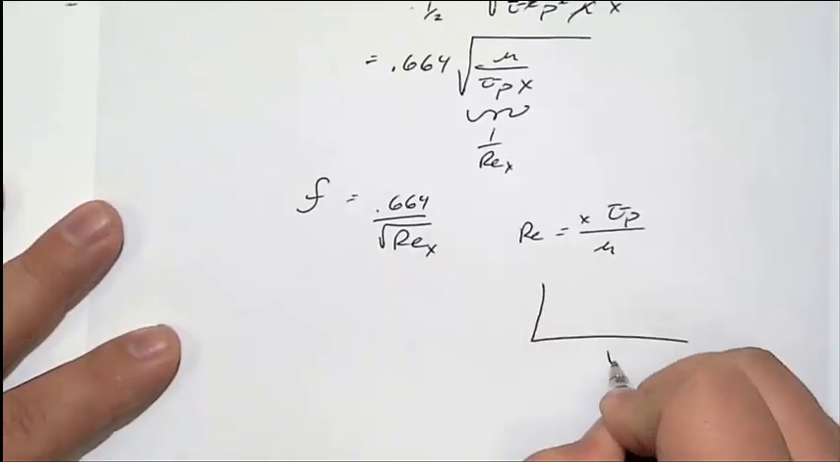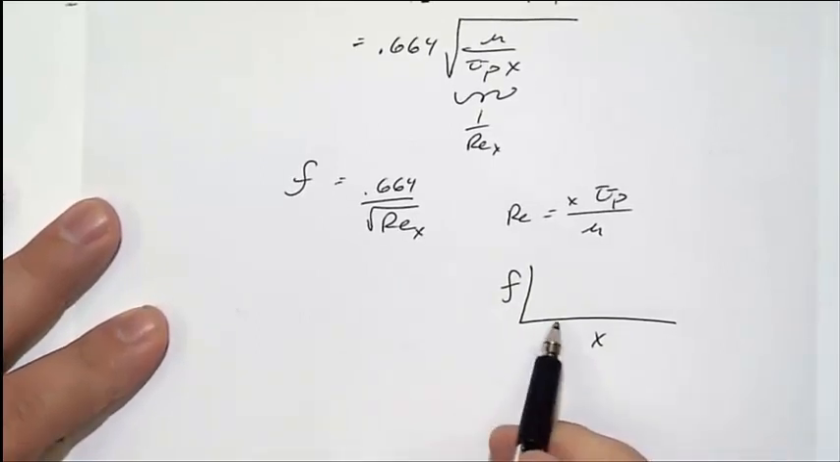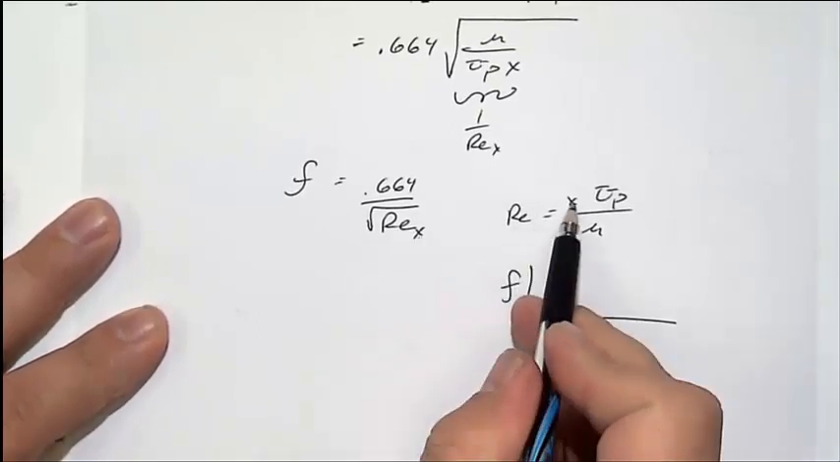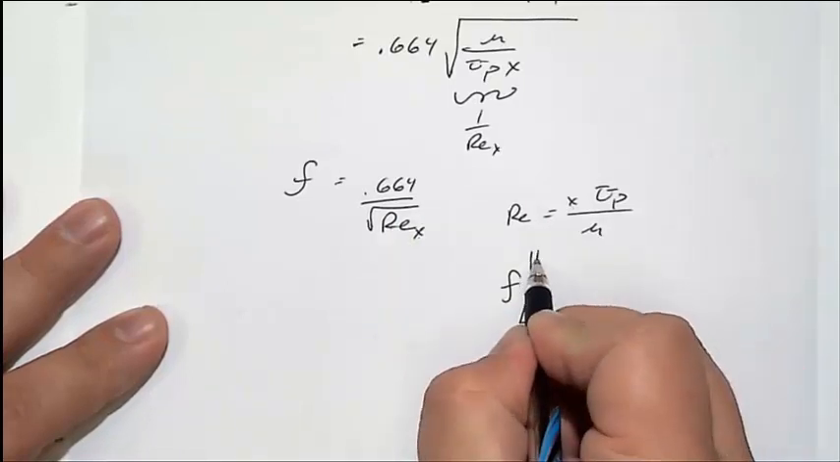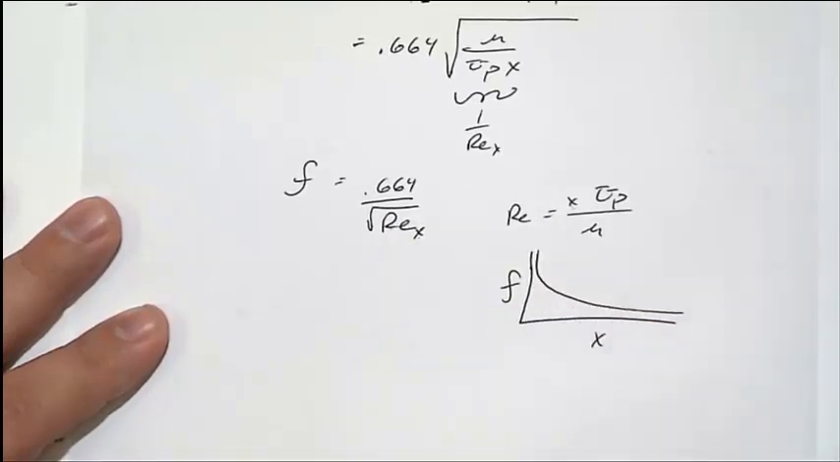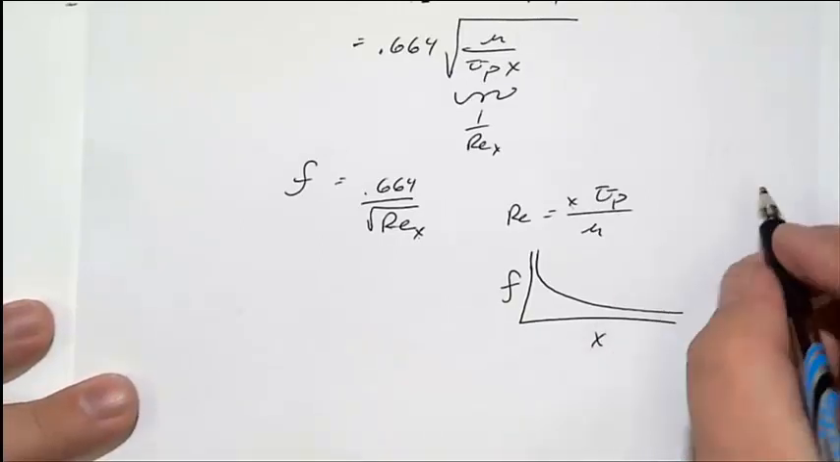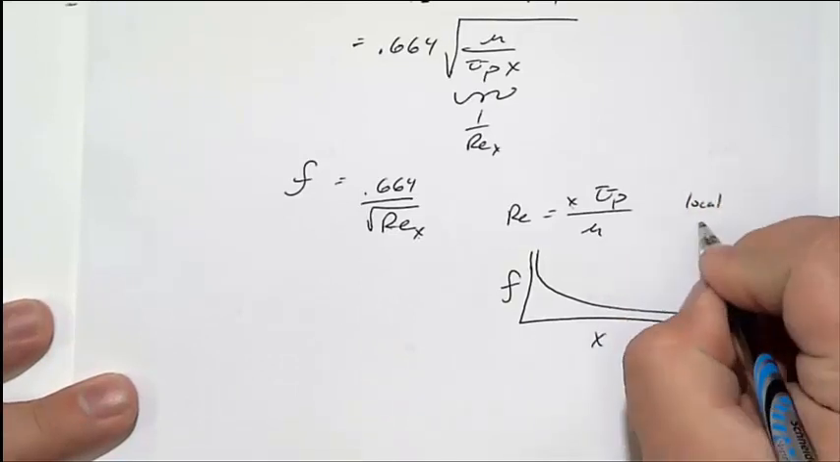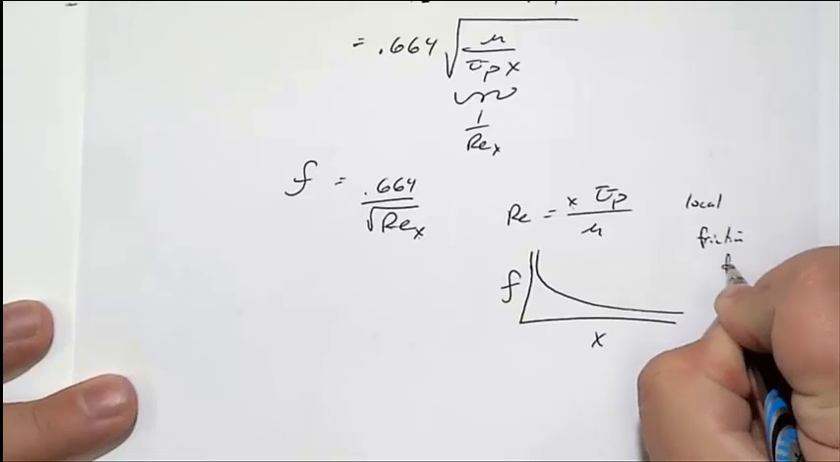And similarly, you could go ahead and graph this as a function. Think about this x, and this is a friction factor. For small values of x, this term essentially gets really, really large. And so it's going to look something along the lines like this, and then it's going to decay to the square root of x power. Okay? So once again, this is a local friction factor.